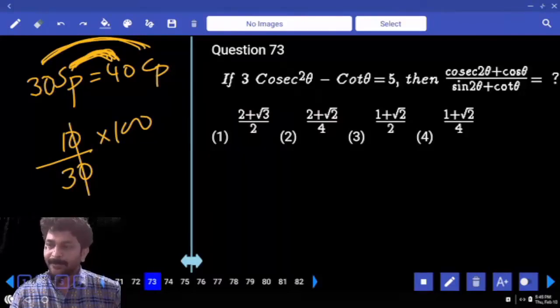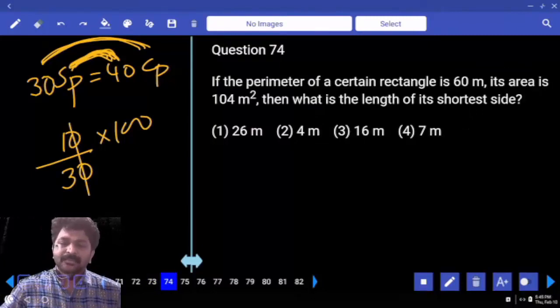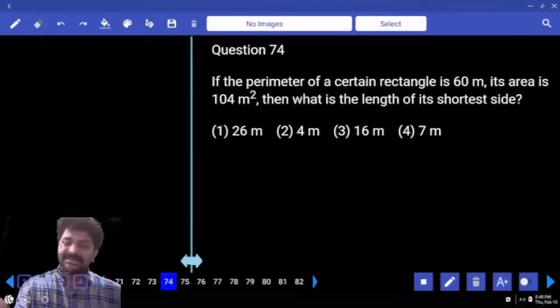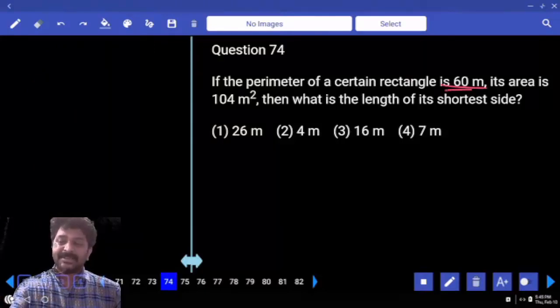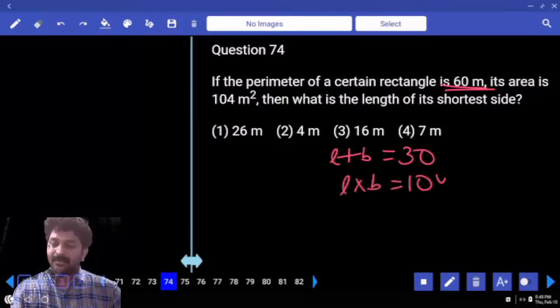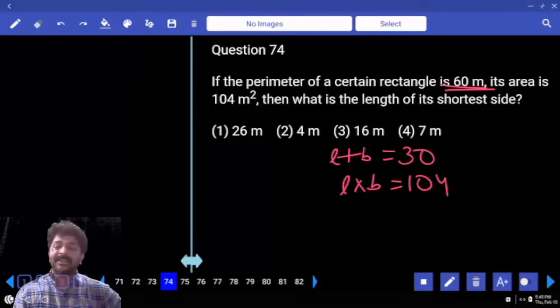Hold this. We'll see 74. If the perimeter of a certain rectangle is 60, then 2 times (L plus B) is 60, so L plus B is equal to 30. Area, that is L into B, is equal to 104. What is the length of the shortest side? That means breadth only, right?